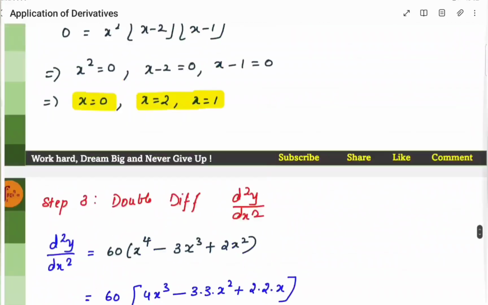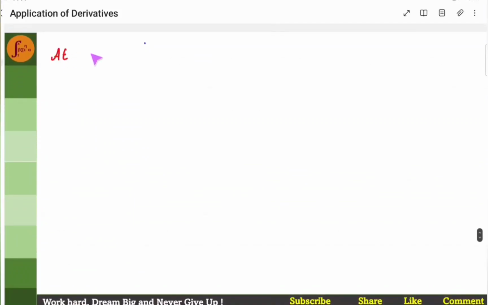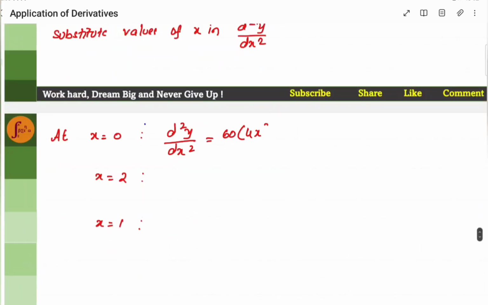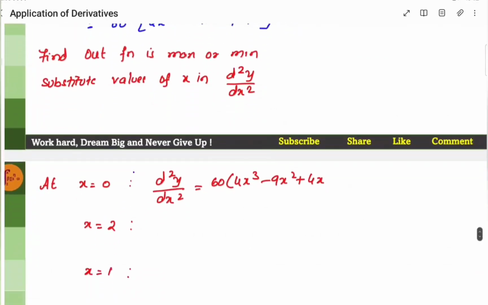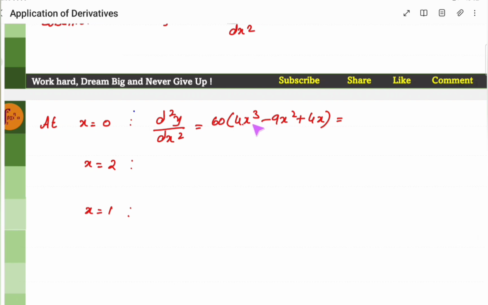We got 3 values of x. We got 0, 2 and 1. At x is equal to 0, x is equal to 2, x is equal to 1, at these 3 values we'll find d square y by dx square. So 60 into 4x cube minus 9x square plus 4x. Here I'll substitute 0. When I put 0, the entire thing is going to become 0. Since this is 0, we can say f of x is neither maximum nor minimum.